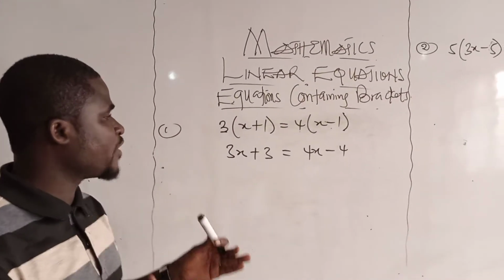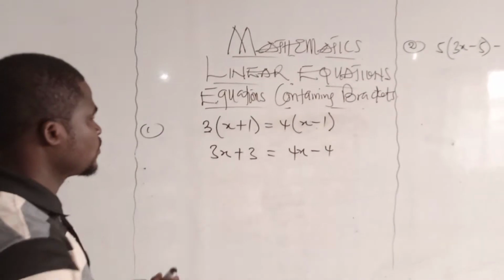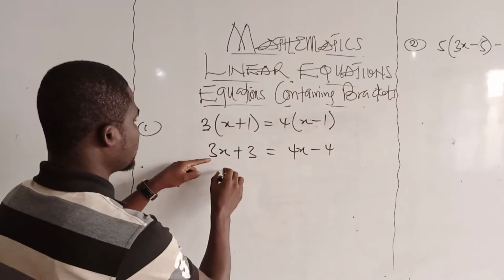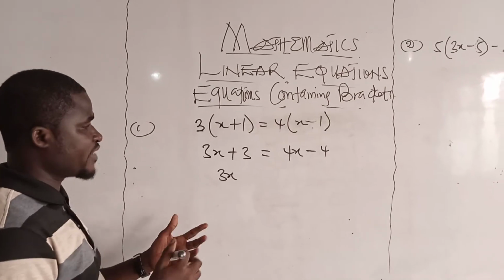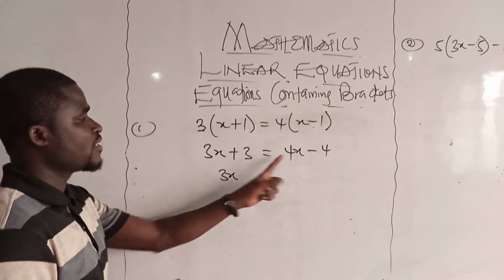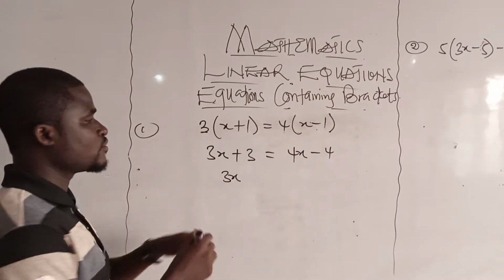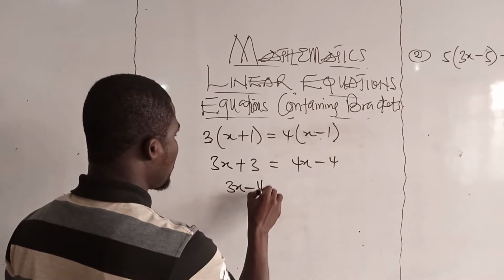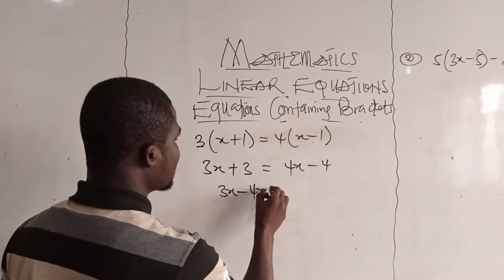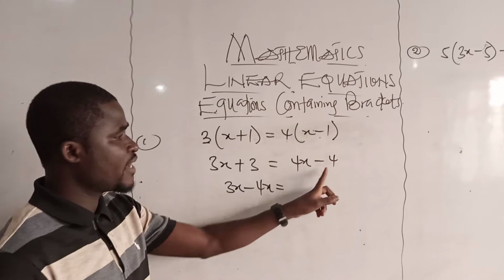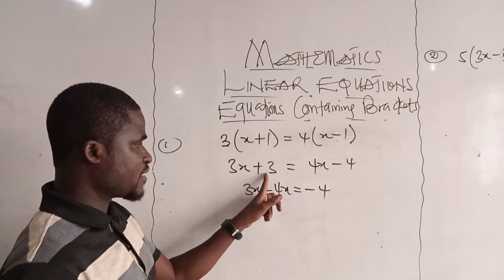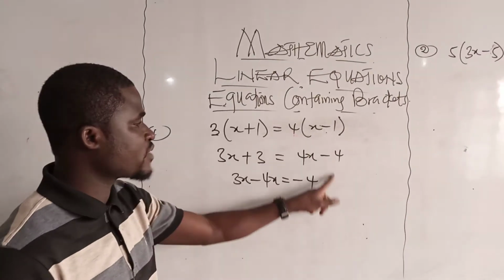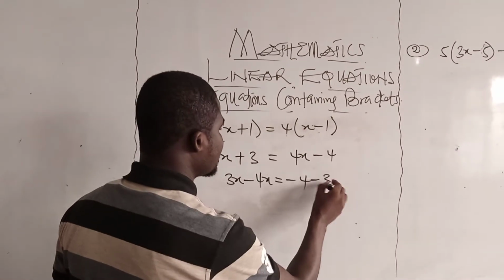Our next step is to group like terms. So we are going to have 3x. I want the variable to come first. So we are going to have 3x, and 4x crossing the equal sign will become negative 4x, equals negative 4 will stay. This is positive 3. When it's crossing the equal sign, we are going to have negative 3.